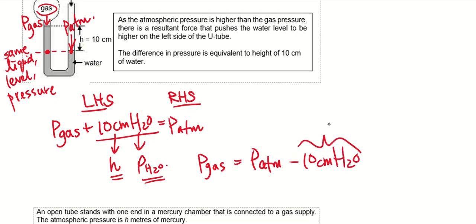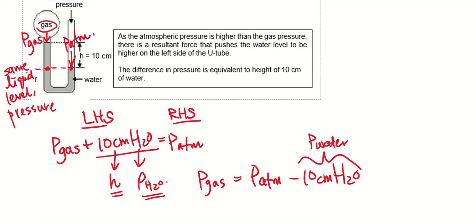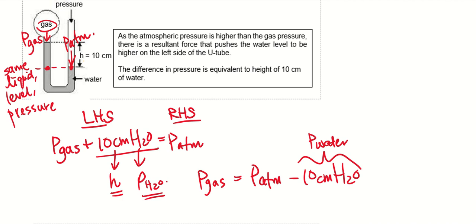This is actually the pressure due to the water. So we see that the side that has a higher liquid level is actually having a lower pressure, right? The right hand side has higher pressure, so it's able to push the liquid upwards towards the left hand side.